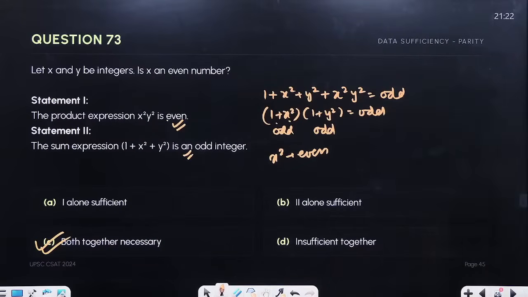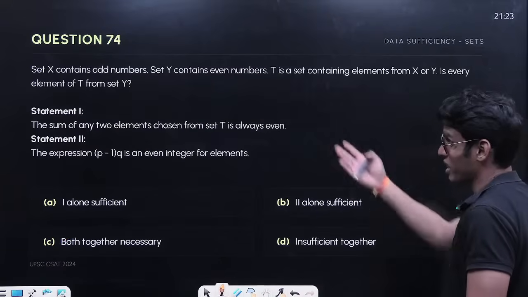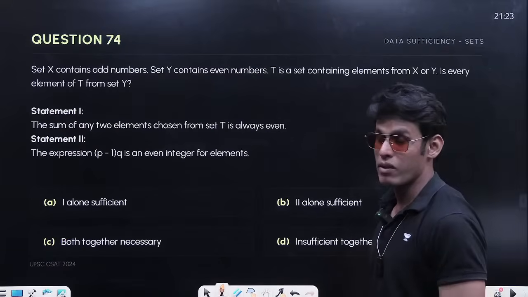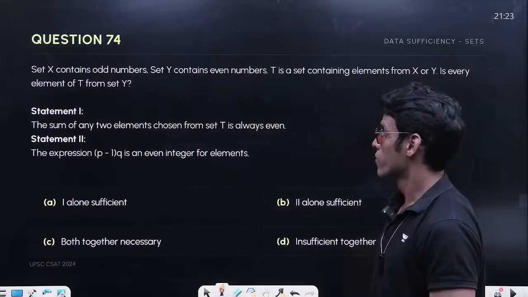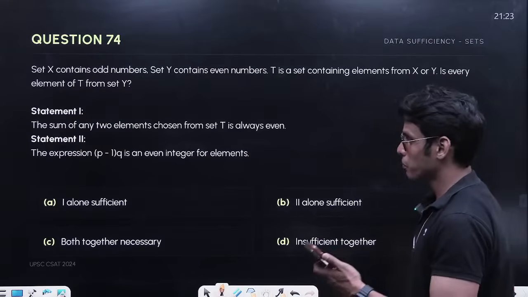Problem number 73. Overall the CSAT paper was very difficult. Problems number 71 to 75 made it very, very difficult, because a lot of people must have got a negative in this.